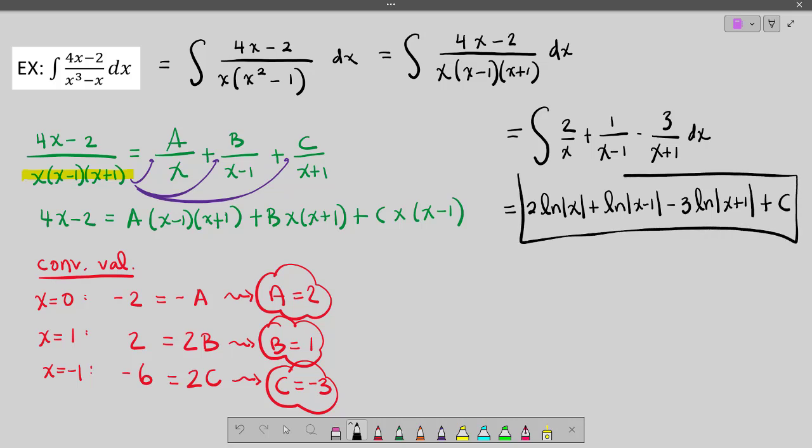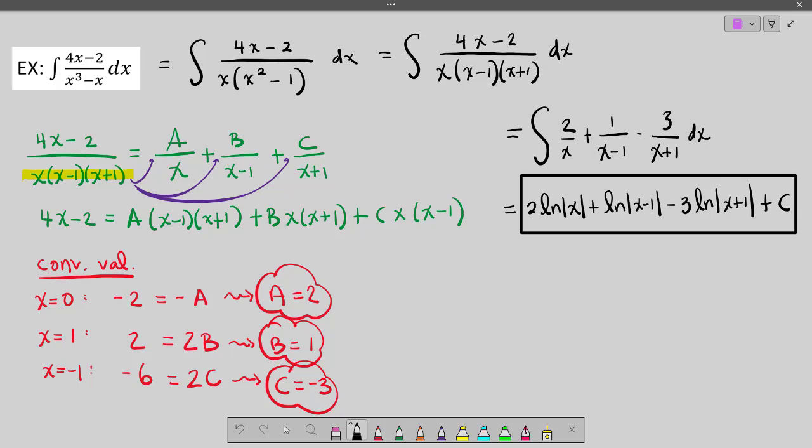And if you wanted to, you could bring those coefficients up as powers and combine the logs. I will not ask you to use log properties after you integrate with these. That's totally fine right there. But you could bring this 2 up as a square, bring that 3 up as a cube, and turn it into 1 log. We don't need to do that. You can leave it as an expanded log.